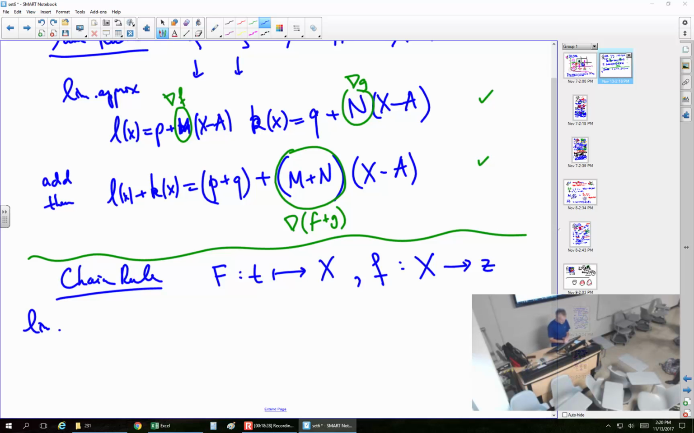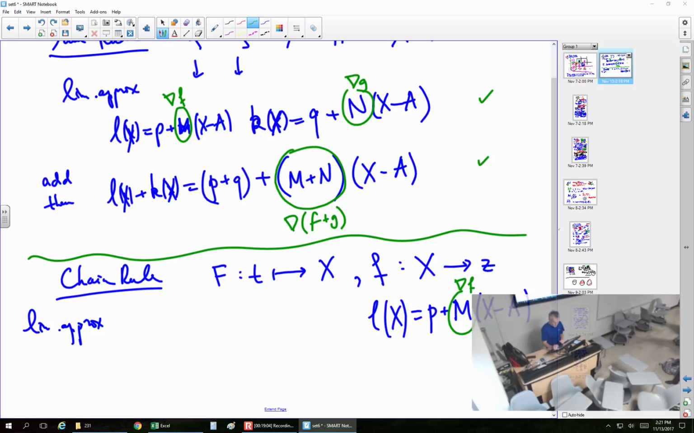Once again, we're talking about linear approximation, and this time we're using linear approximation for the two. So let me write out the linear approximation for f, because we just did this. It will be L of x, capital, L of x equal to, I'm just copying, p plus m times x minus a, with this being del f.